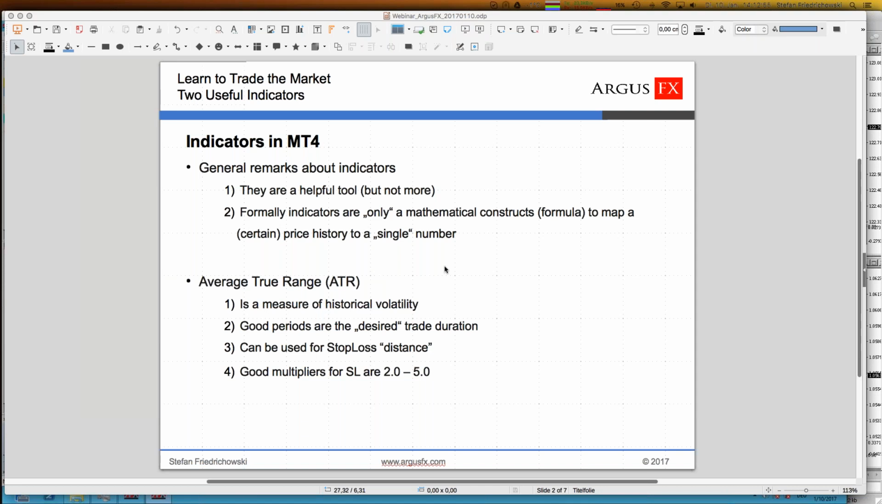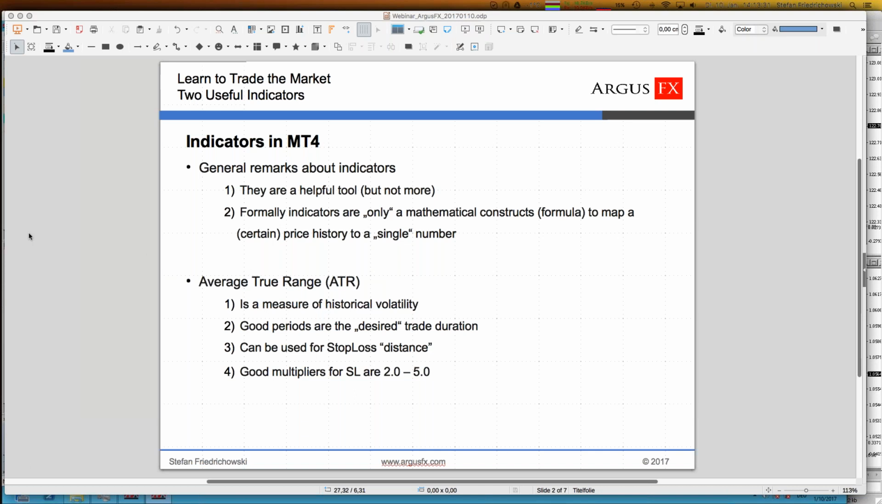So it's good that we have something which measures the volatility, and that indicator is called average true range. Already mentioning, there is a relationship between potential stop losses and this so-called ATR value. ATR is just a number, and good multipliers to set stop losses are in the range between 2 and 5.